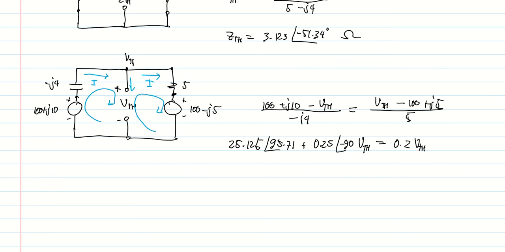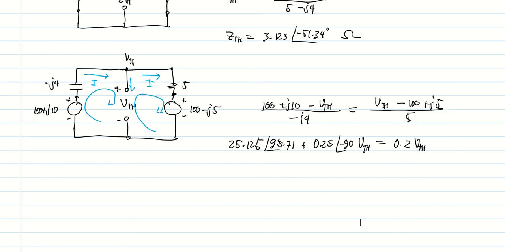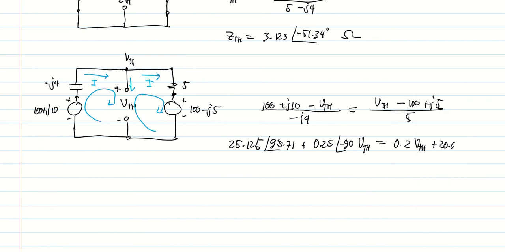Then for this one, we have negative 100 plus j5 all over 5. So plus 20.025 angle 177.14 degrees.